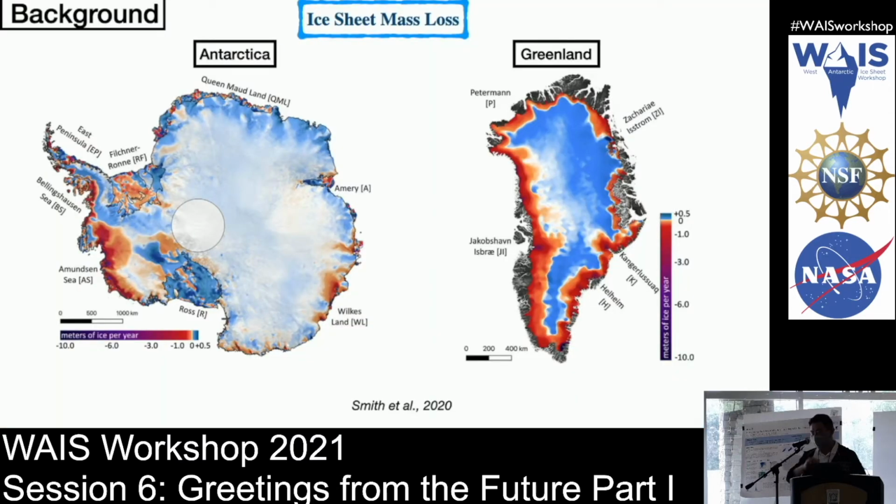So this is work investigating ocean circulation near the margins of both Antarctica and Greenland. As you can see from the recent ice sheet mass loss in the last couple of decades, most of the ice sheet mass loss is around the perimeters of both the West Antarctic ice sheet as well as Greenland.